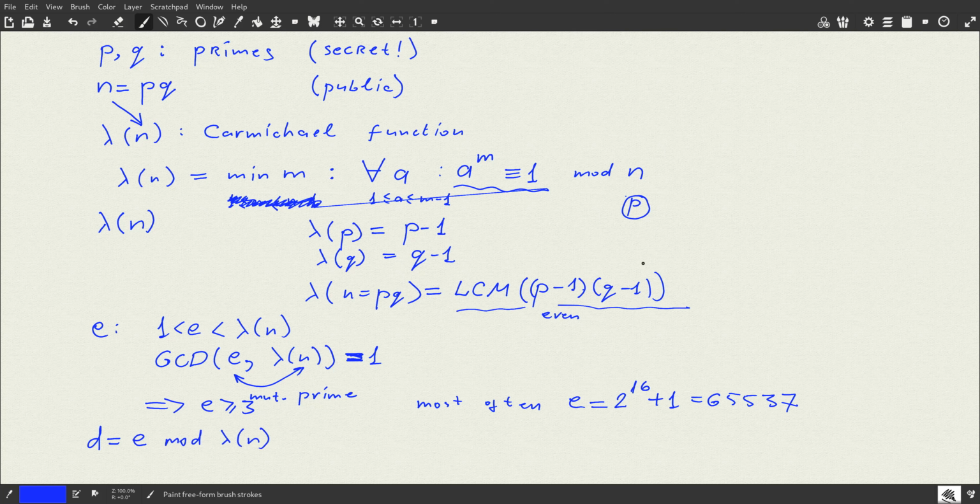It is a secret. It is secret, indeed. In general, it is very difficult. N is public, but computing lambda of n from n is extremely difficult. Because otherwise, what you can do, you can do it by definition.